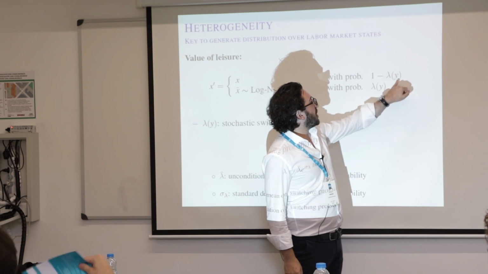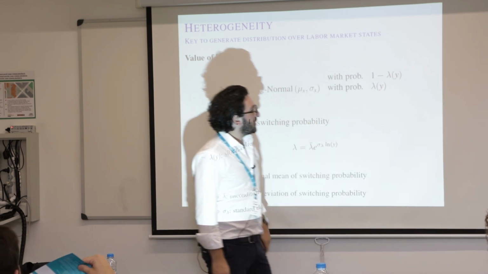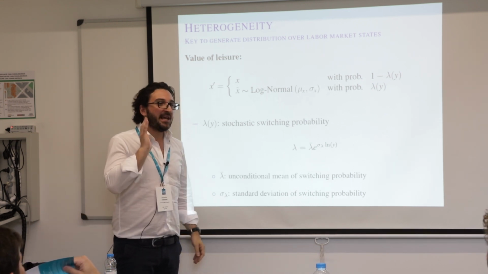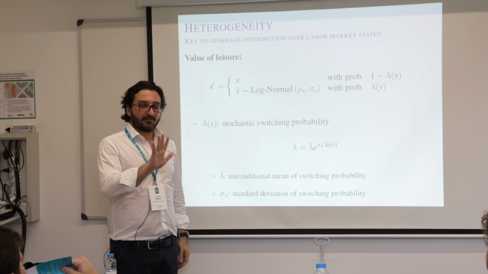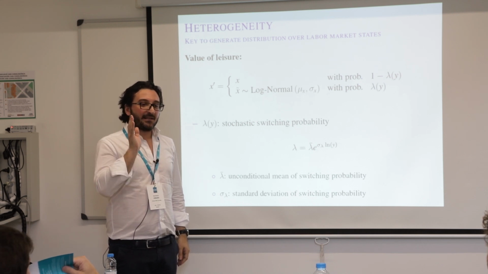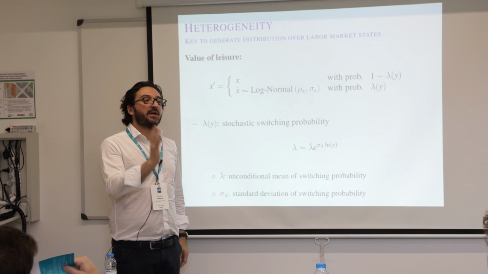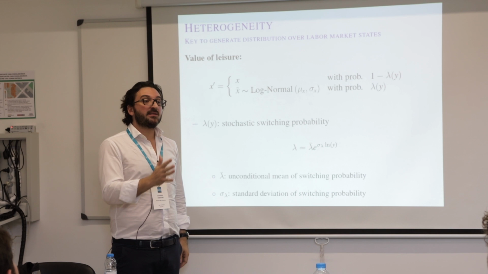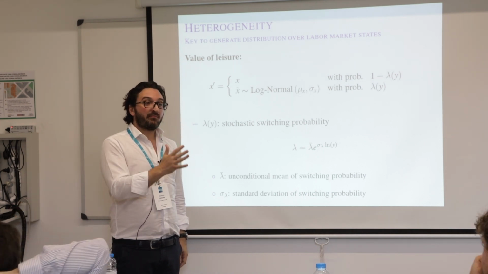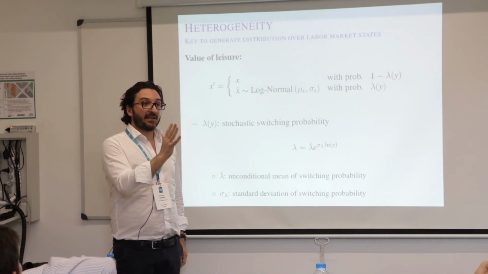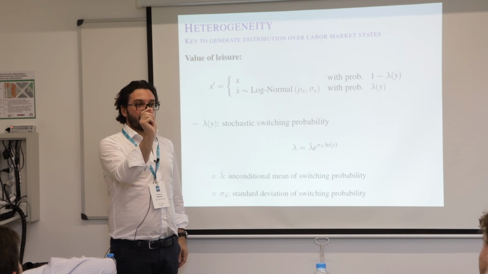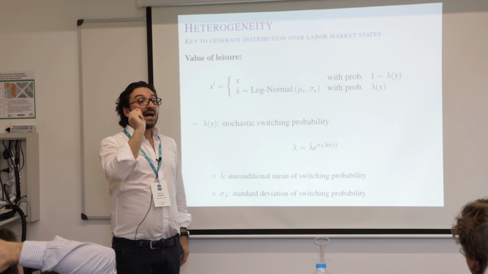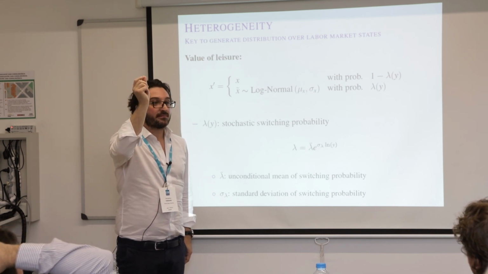Suppose you drop the Y here, so that lambda is constant. Now the model is unable to get the co-movement with output of the transition probabilities from employment to out of the labor force, and from unemployment to out of the labor force. In the data, the probability that an individual goes from employment to out of the labor force goes up in a boom.